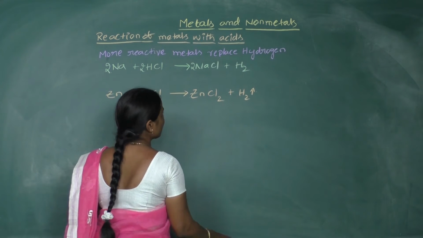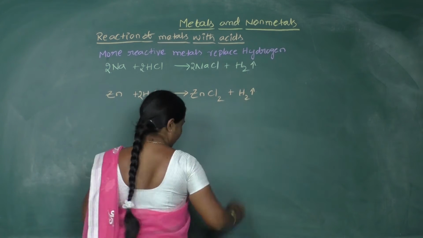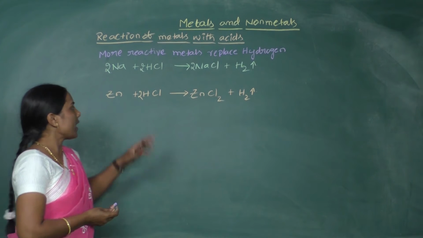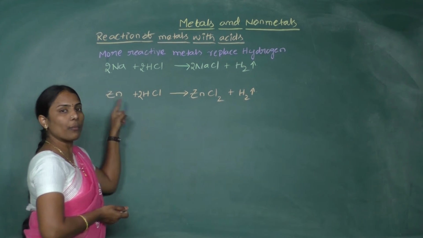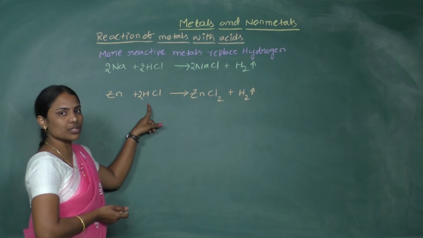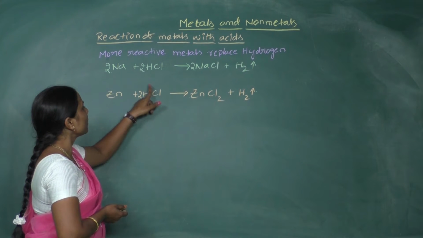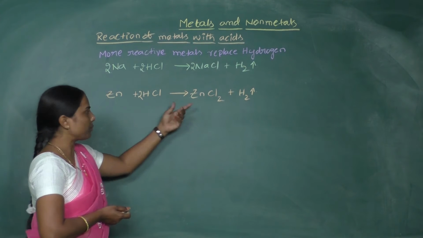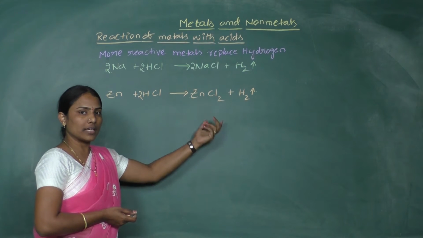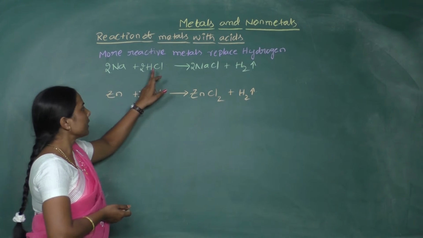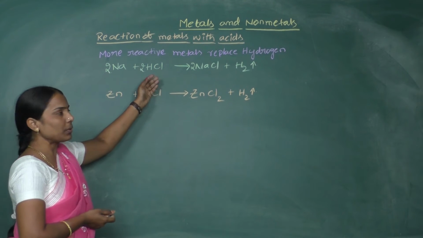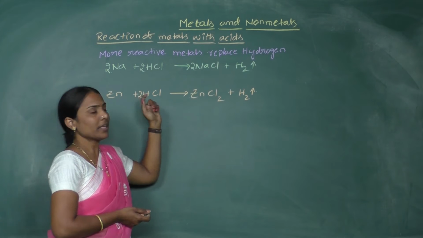So from this overall, what do you understand? With acids, any metal can react. The condition is that the metal must be more reactive than hydrogen, and such a metal will replace the hydrogen from its compound so that it forms a corresponding compound. For example, we have used hydrogen chloride, then the compound obtained will be the metal chloride.